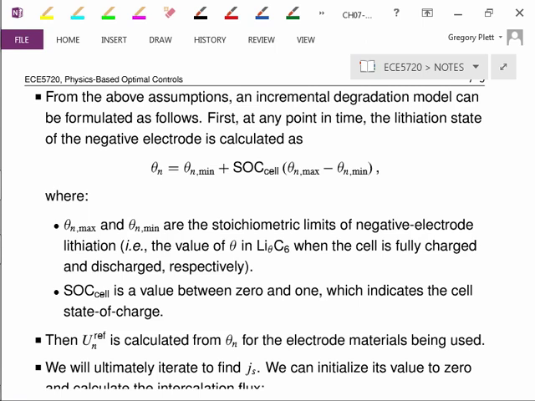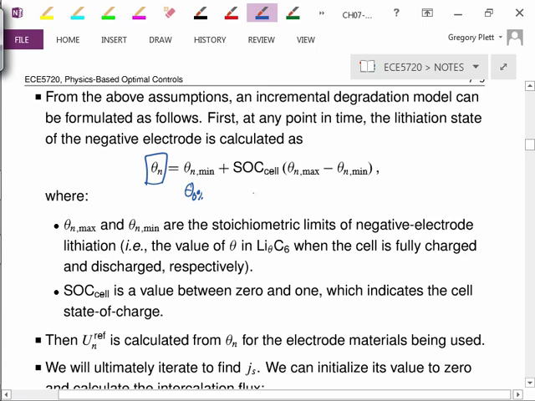So this is how we're going to do it. We start out by determining the stoichiometry of the negative electrode on average. And so this is the lithiation state. So it's theta n min, and n is for negative, and this is what we would have called theta 0% previously, maybe, and theta n max is the theta 100%, maybe, for the negative, minus theta 0% for the electrode. So we're simply calculating the stoichiometry based on the cell state of charge of the negative electrode.